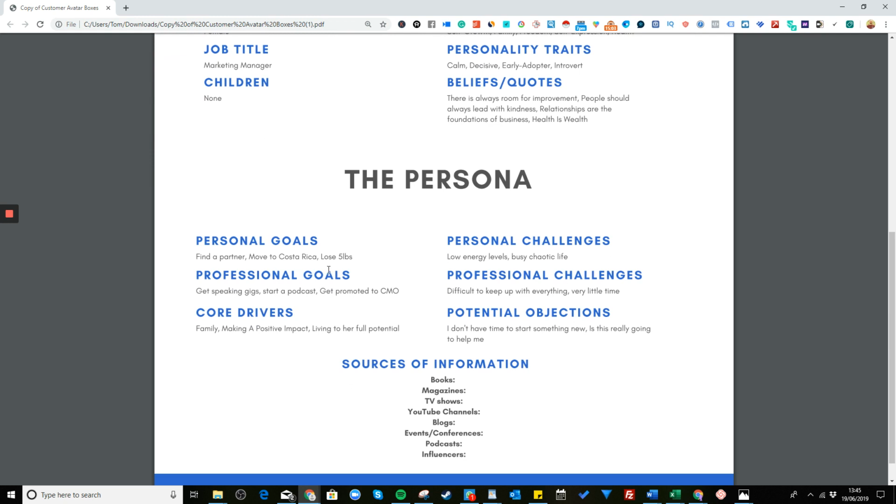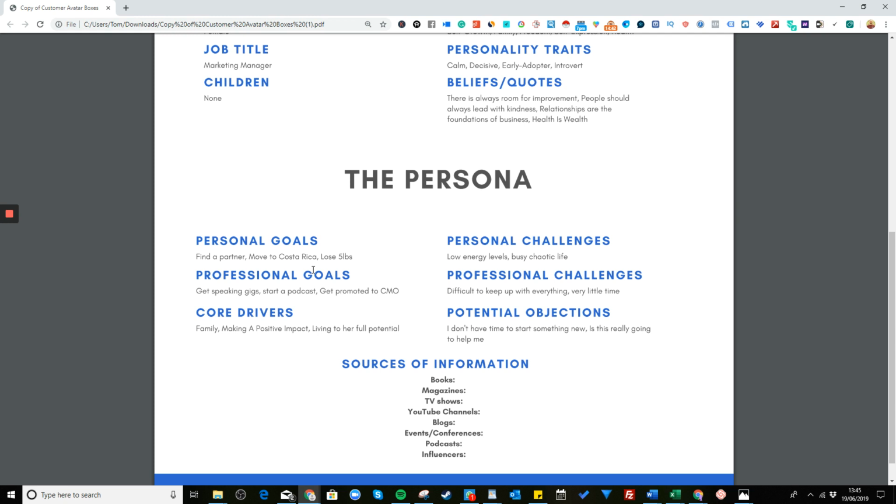And then we get down to the persona. So this is more the nitty gritty. What kind of personal goals does Mandy have? Maybe she wants to find a partner. She wants to move to Costa Rica. It's her dream destination and where she'd love to live one day. She wants to lose 5 pounds. So these are things that you can tie into.